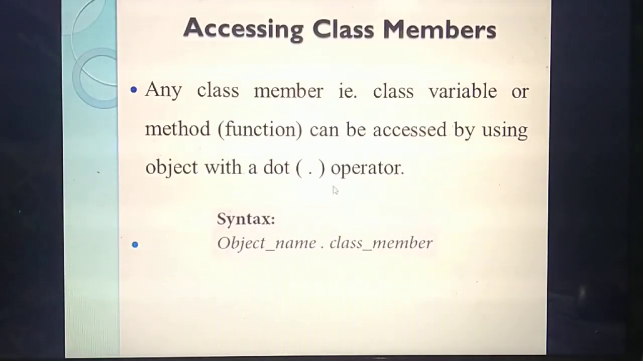Class variable or function can be accessed using which operator? Dot operator. Understand? So see the syntax. This is the syntax for accessing a class member. What's the syntax? First the object name, that is, the object you have created in the program, then dot, then the class member. That means whichever member, function or variable you are going to access, you need to call it here. So the syntax for accessing a class member is object name dot class member. Each and every syntax is very important, so don't write any blunders in the syntax. Understand?